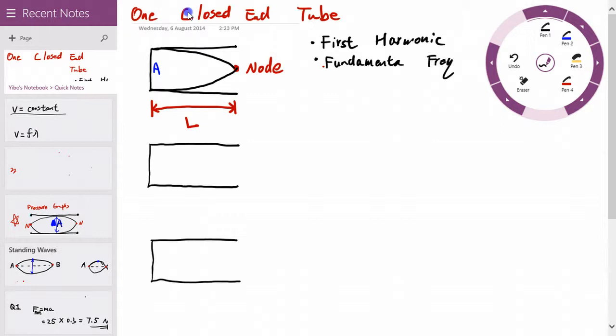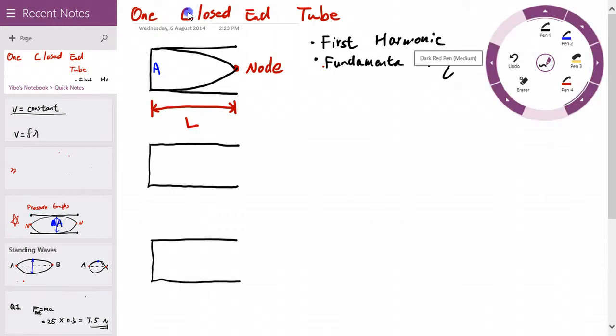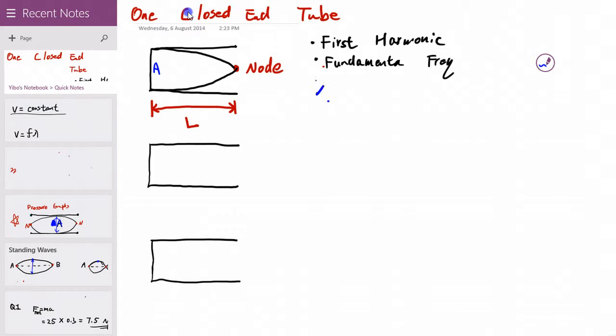If I try to develop an equation, let me write it down like this. The wavelength of the first harmonic of this tube, lambda 1, will be the length times 4. It will be four lengths.